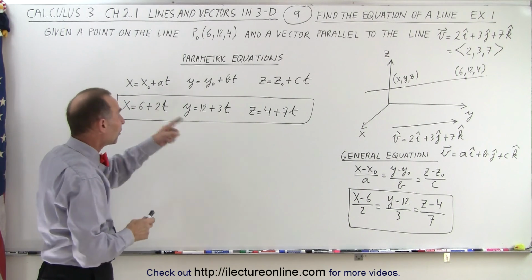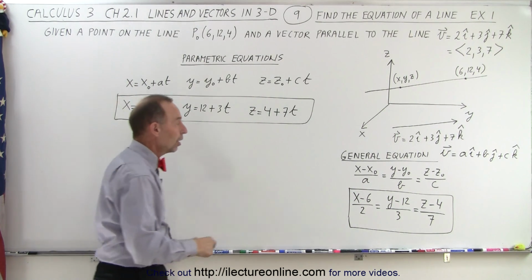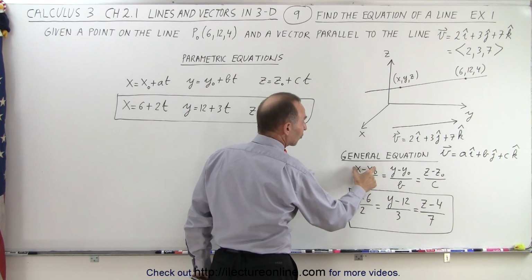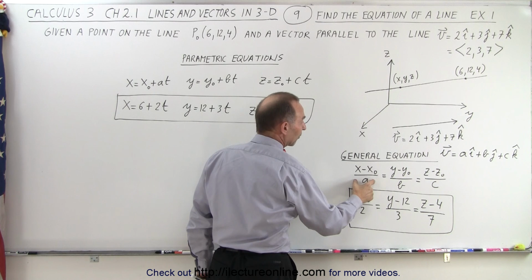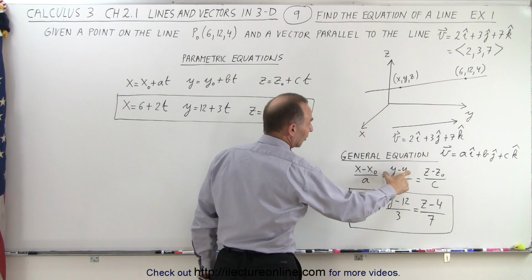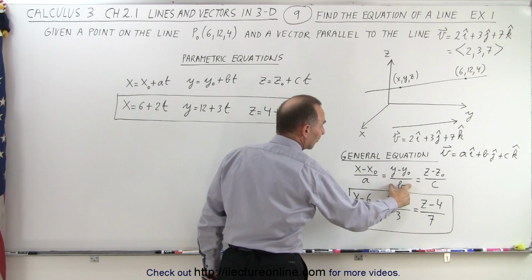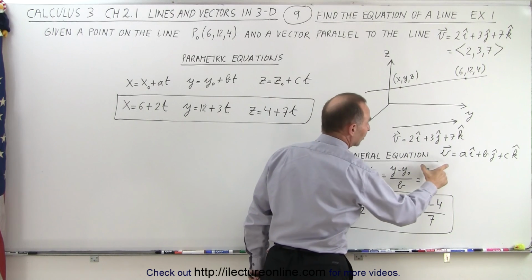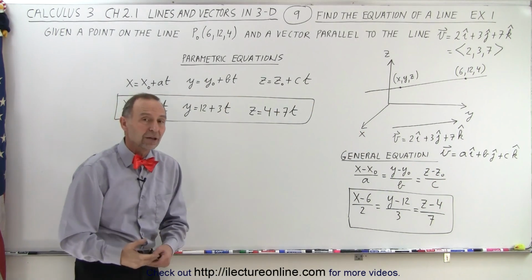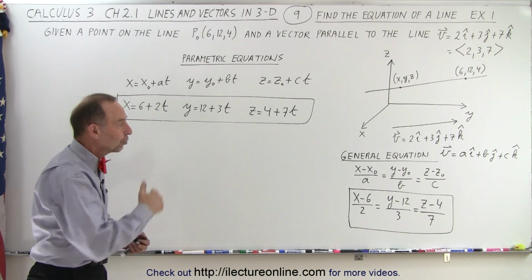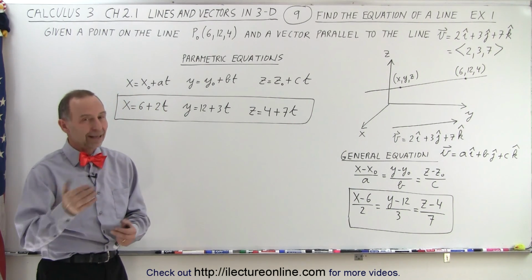Remember, t represents the ratio of the change in the x values between the 2 points on the line divided by the length of the parallel vector, which is the same as the difference in the y values divided by the y component of the vector, and the difference in the z values divided by the z component of the vector. It's simply the ratio of those three fractions, and that is how it's done.